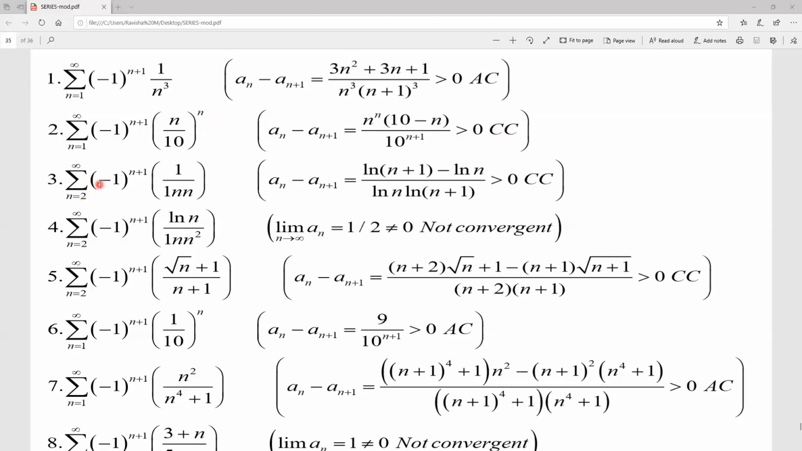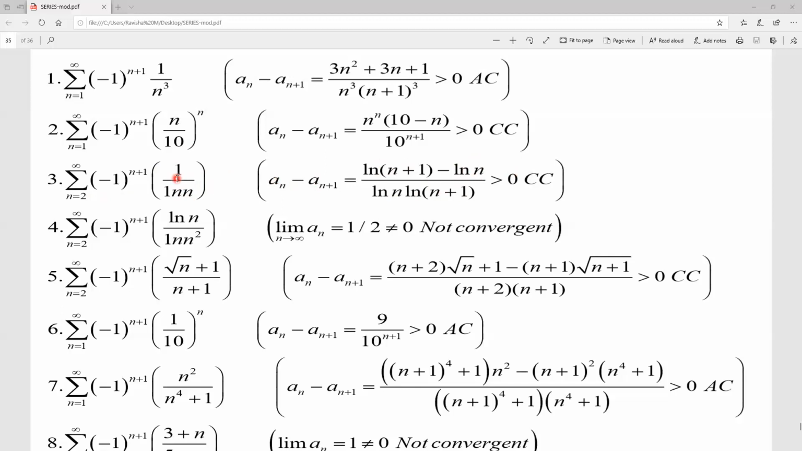Sum of n equals 2 to infinity of (-1)^(n+1) times 1 by log n. Here a_n is equal to 1 by log n, a positive term for all n greater than or equal to 2. Let us take the second condition of Leibniz's theorem, a_n minus a_(n+1), that is log of n plus 1 minus log n. This is positive, therefore the whole term is positive. The second condition is also verified. Then we take the limit as n tends to infinity of the nth term, so 1 by infinity, that is 0. Therefore, the given alternating series is convergent.